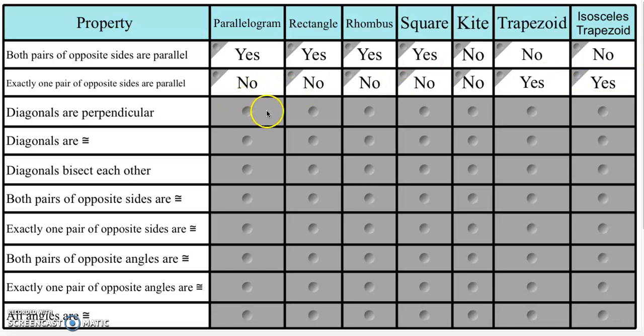Diagonals are perpendicular. On a parallelogram, by definition, diagonals are not perpendicular. In a rectangle, they're definitely not as well. Rhombus is one of those special ones. Rhombus ones actually have perpendicular diagonals. In square, that one of those wonderful squares that does practically everything, that one's a yes. Kite, that was a characteristic that we talked about in our last section, so that one's a yes. Trapezoid, it does not have perpendicular diagonals, and neither does isosceles trapezoid.